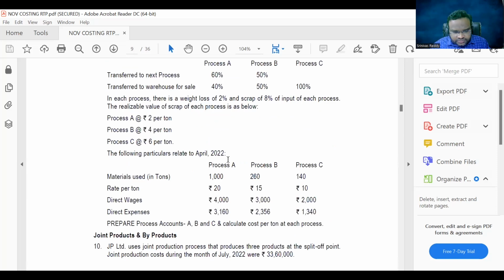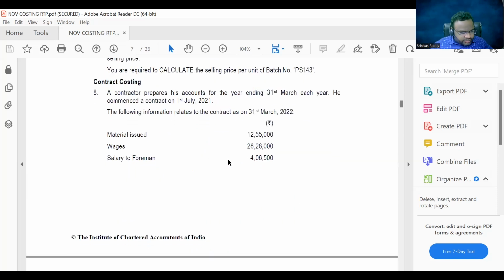Question number 8 is about contract costing. A contractor prepares his accounts for the year ending 31st March. He commenced a contract on 1st July 2021. Very important about the date. The following information relates to the contract as on 31st March 2022. Materials issued 12,55,000. Wages 28,28,000. So how many months? From 1st July to 31st March, it should be about 9 months.